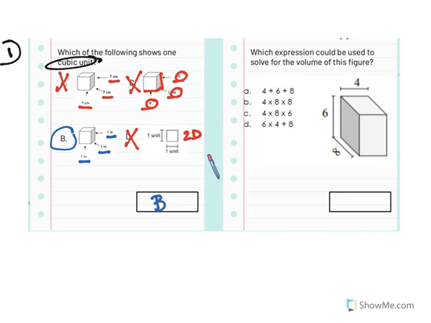Let's look at number 2. It says, which expression could be used to solve for the volume of this figure? I know volume is length times width times height.